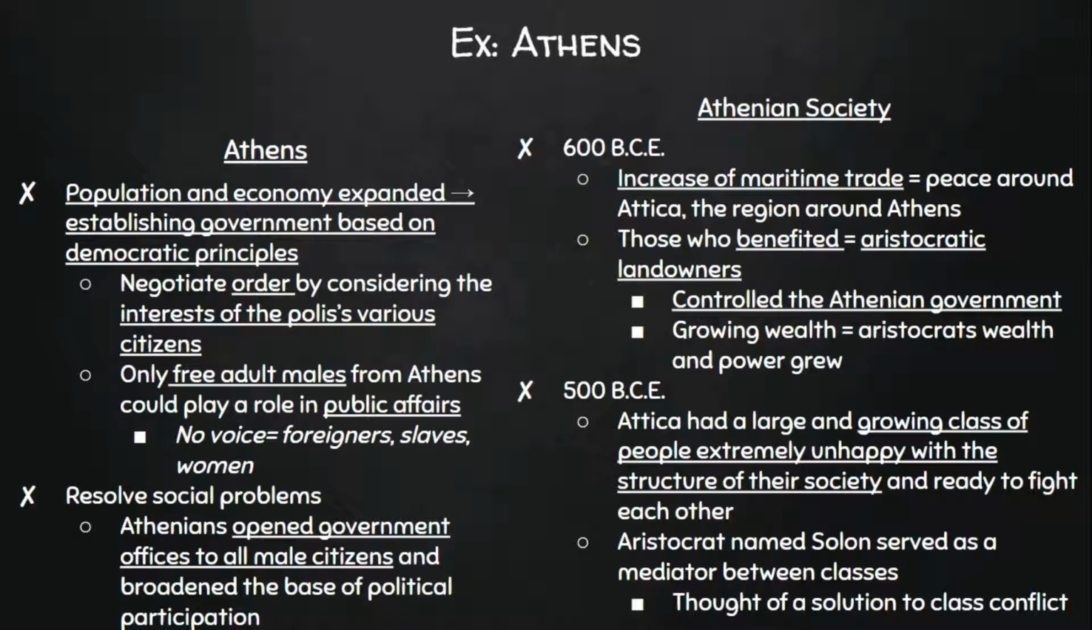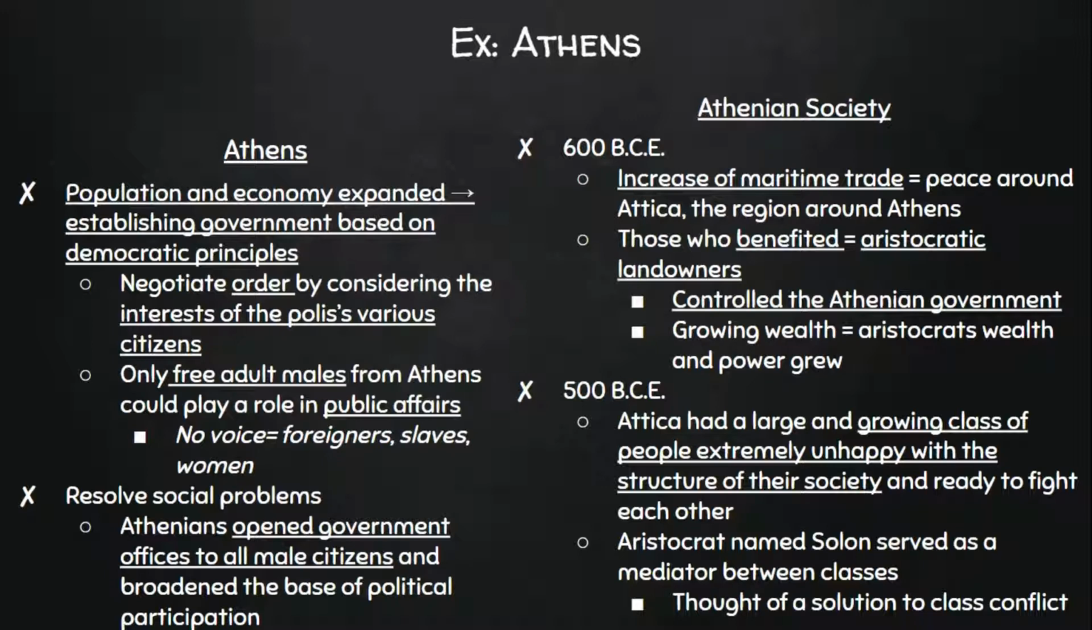So moving on to Athens. So for Athens, how they responded to a population and economy that was expanding, they decided to establish a government based on democratic principles. They would negotiate order by considering the interests of the polis's various citizens. And a citizen was a very key definition during this time.